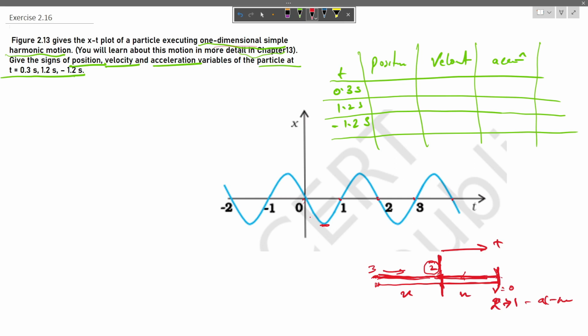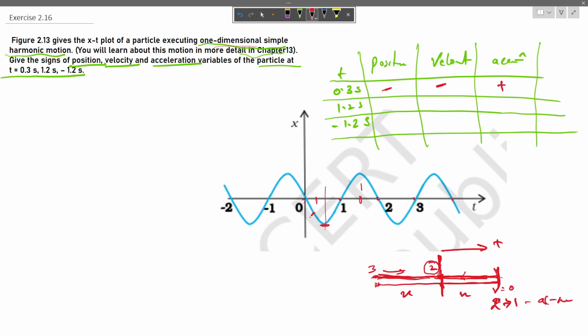Now we have the question at time 0.3 seconds. This would be somewhat 0.5 second and 0.3 second would be here. So this is near the extreme negative point, and the acceleration is going to be in the positive direction. Now velocity: since it is moving in the negative x direction, its velocity is going to be negative. And since it is on the negative x side, position is also going to be negative.